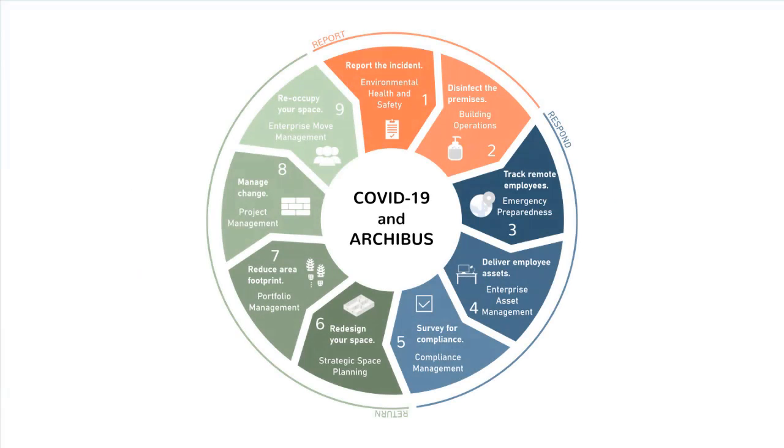This infographic shows us the 9 modules or activities within Archibus that we believe can provide probably the only solution in the world that can take a disaster from beginning to end, starting with 1 all the way through 9.